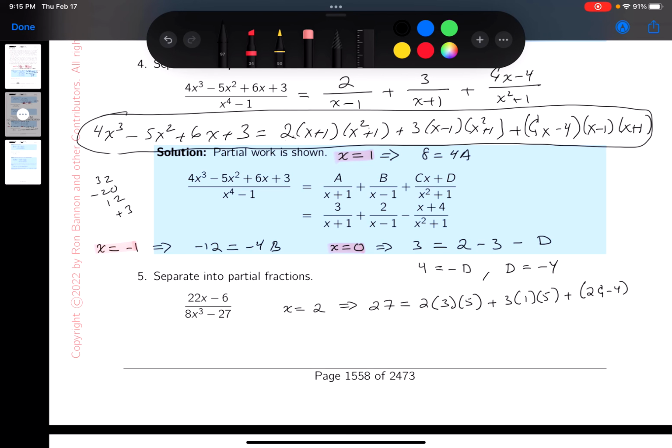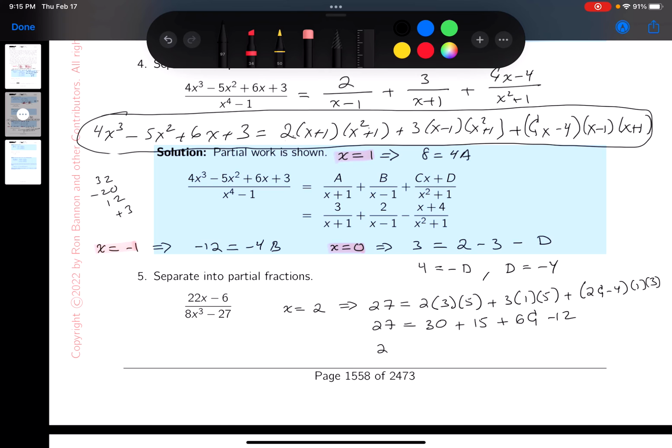Let's see. 2 minus 1 is 1. And 2 plus 1 is 3. Well, I think I can do it. Let me write this down. 27. Let's see, it's going to be 30. Let's see what you get here. You get 15. And then you're going to get 6c, right, because 3 times 2 is 6c, minus 12.